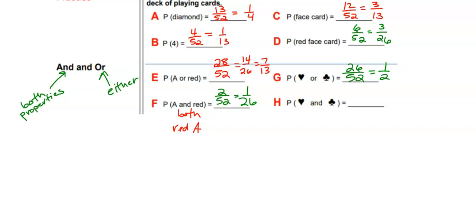It is saying how many ways can we get a heart that is also a club? A heart and a club. Remember, we need to have both of those properties. Are there any cards in a deck that are both a club and a heart? No, that doesn't make any sense. So that would be impossible. Zero. 0 out of 52 or just 0.